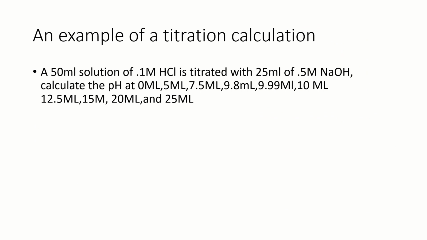An example: a 50 ml solution of 0.1 molar HCl is titrated with 25 mL of 0.5 molar sodium hydroxide. Calculate the pH at 0, 5, 7.5, 9.8, 9.99, 10 mL, 12.25, 15 mL, 20 mL, and 25 mL.